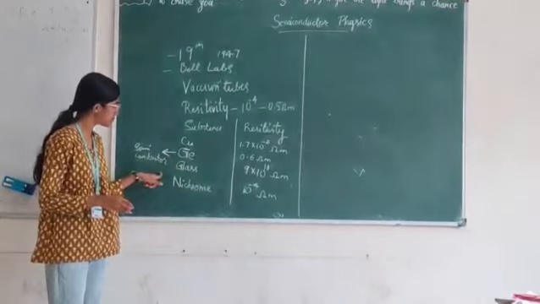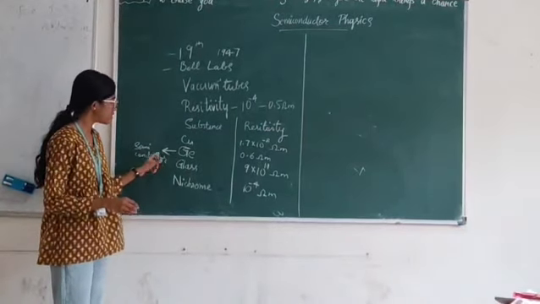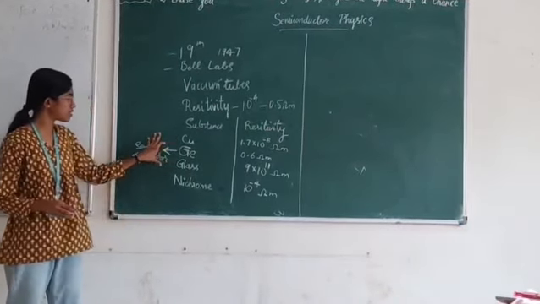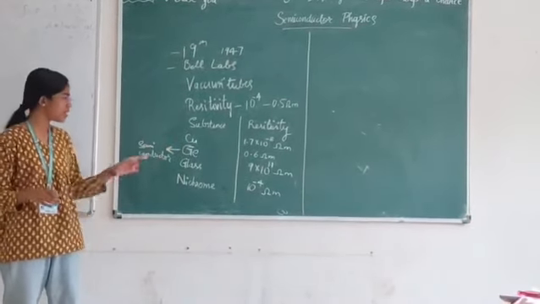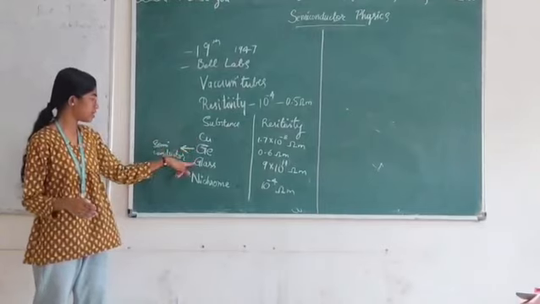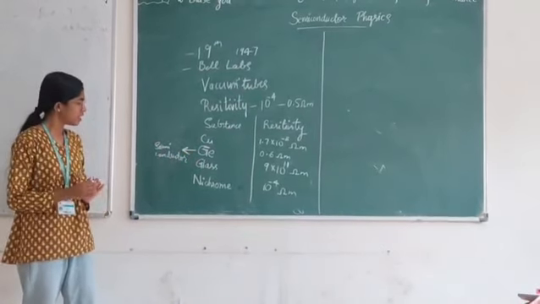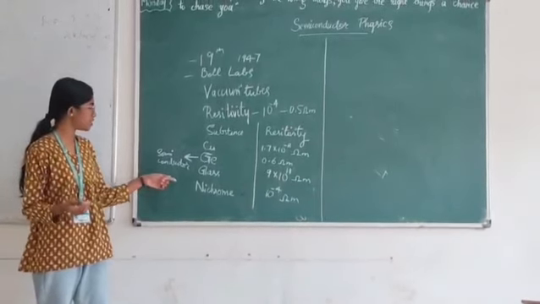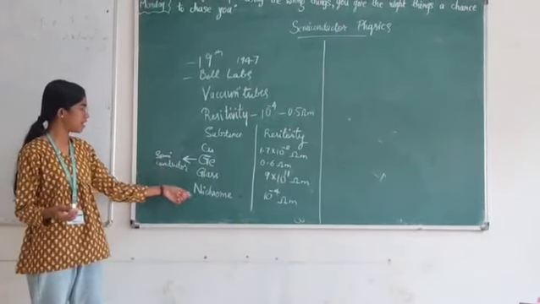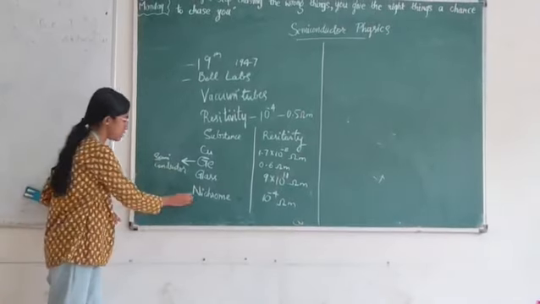So now we understood that the resistivity of the semiconductor lies in between the conductors and insulators. And now our question was why we are not considering the semiconductor under a resistance material. This is a resistance material.